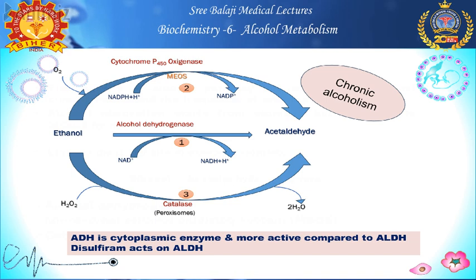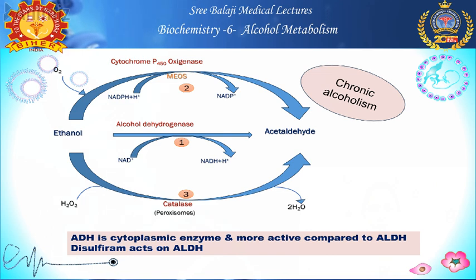So this is about the reactions of alcohol metabolism. The first step is ethanol to acetaldehyde formation by the three kinds of enzyme. First one is alcohol dehydrogenase, which is a NAD dependent enzyme. Here you will be producing NADH. One NADH molecule is released here. Alcohol dehydrogenase is a cytoplasmic enzyme and it is more active compared to the aldehyde dehydrogenase enzyme.